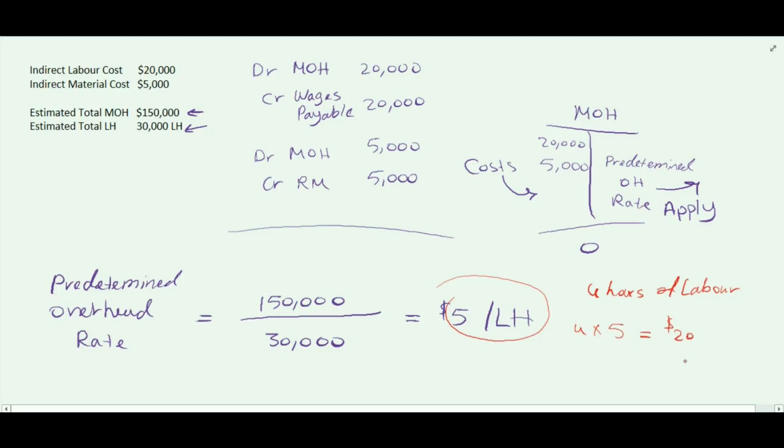So $20 of cost will be added to this product for manufacturing overhead cost, and when we apply it to this product, we will have a credit here of the amount. So each time we apply this cost to any product, we will have a credit in the manufacturing overhead T account. I hope this is clear.